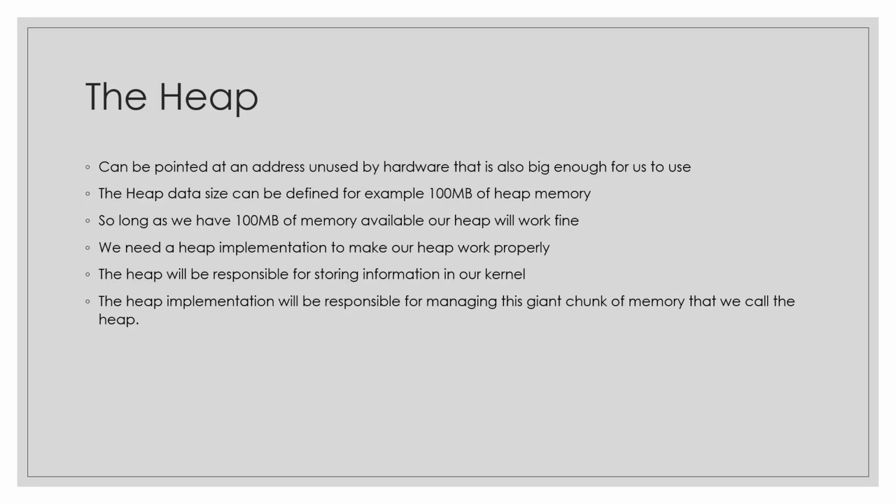So we can't just have that giant memory region. We need to create a heap implementation that will make our heap work properly. It'll keep track of what's already allocated, what needs to be allocated, and so on. The heap will be responsible for storing information in our kernel. So if someone says, give me 50 bytes, we will find a memory address inside our heap region that's free, and we will give them that memory address and say you can use this memory address up to this size. Do not use more than this size. They tell us they want 100 bytes of memory. We find 100 bytes of memory for them. That is what our heap implementation is for. So simply put, our heap implementation will be responsible for managing this giant chunk of memory that we call the heap.